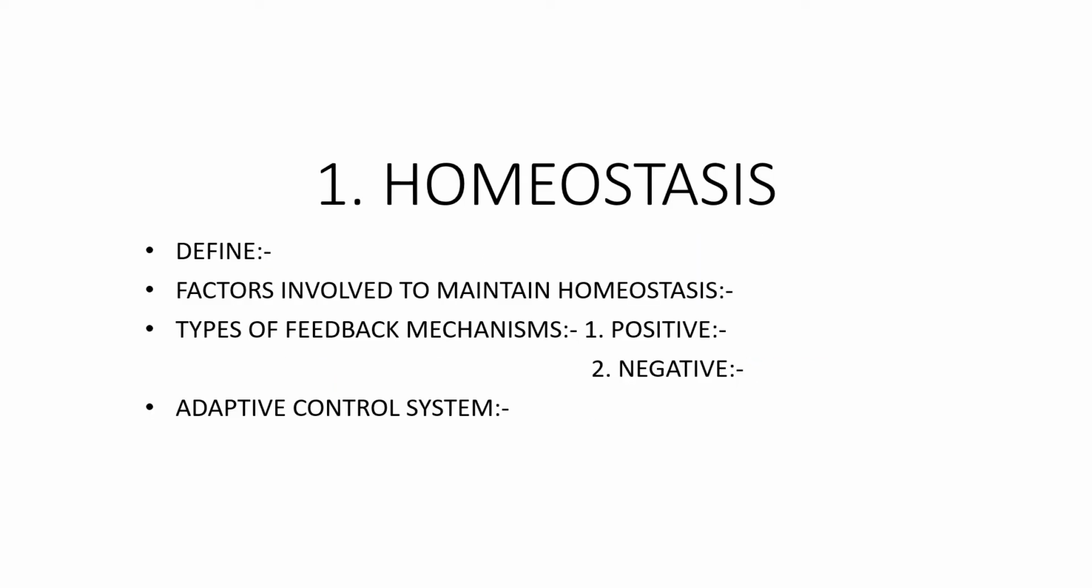So the topic I'm going to cover in this video is homeostasis. We all know what is homeostasis. So what are the topics you need to write in your university exams in homeostasis? That is definition, its factors involved to maintain, the types of feedback mechanisms, and last the adaptive control system. The feedback mechanism has two types, the positive and the negative. So let's begin.